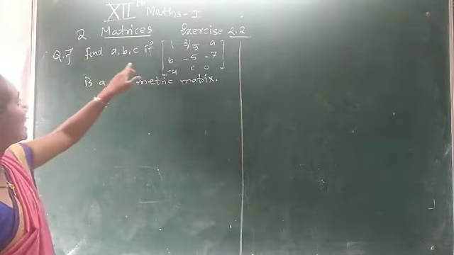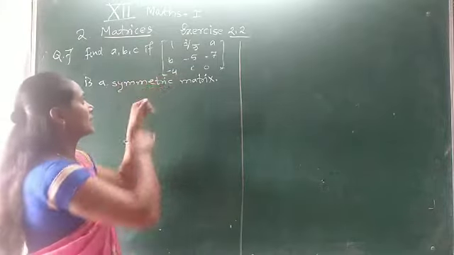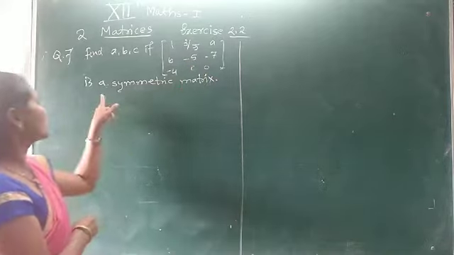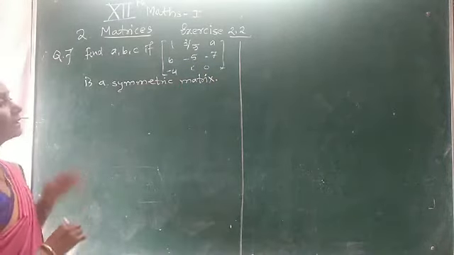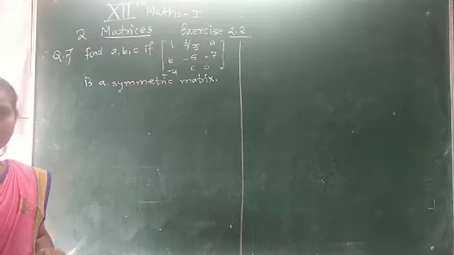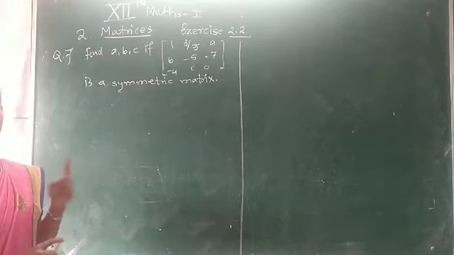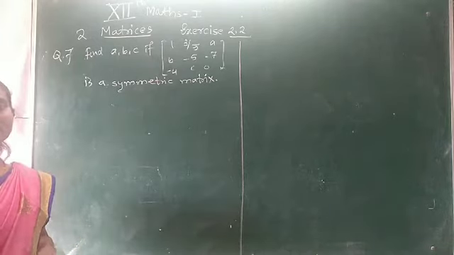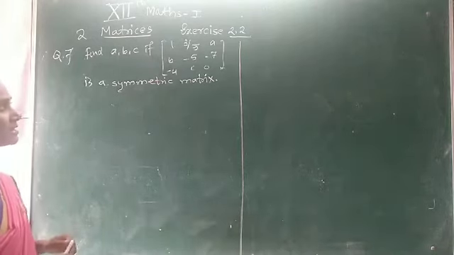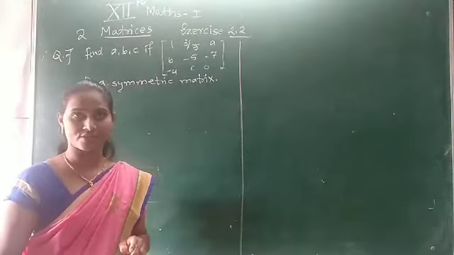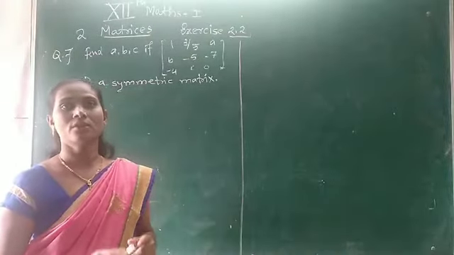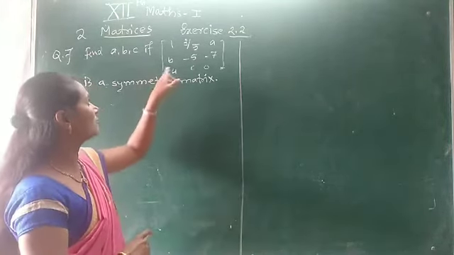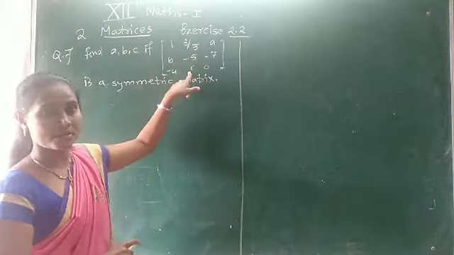So what is question number 7? Find a, b, c if the given matrix [1, 3/5, a; b, -5, -7; -4, c, 0] is a symmetric matrix. When we studied the types of matrices, we saw what is a symmetric matrix and what is a skew symmetric matrix. What is meant by a symmetric matrix? A matrix in which aij is equal to aji is called a symmetric matrix. So here we have to find the values of a, b and c.